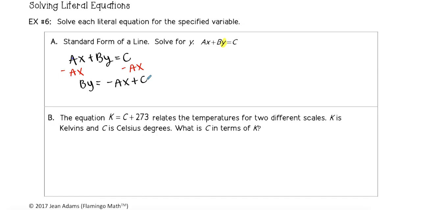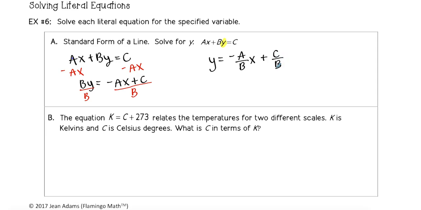Okay, last step to get y by itself. b is being multiplied to y, so the opposite of multiplying is I need to divide everything by b. So I get y equals, and I'm going to go ahead and separate these. So I'm going to have negative a over b x plus c over b.